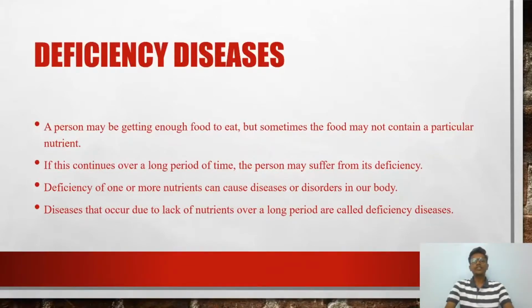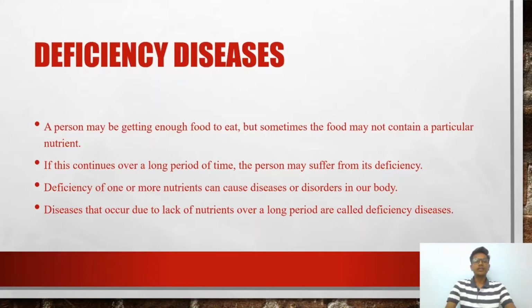Last topic of our chapter is deficiency disease. If we are not concerned with our diet, then this disease can happen to our body. If any nutrients are not getting properly to our body, then deficiency disease can be seen. A person may be getting enough food to eat, but sometimes the food may lack a particular nutrient. If this continues over a long period of time, the person may suffer from its deficiency.